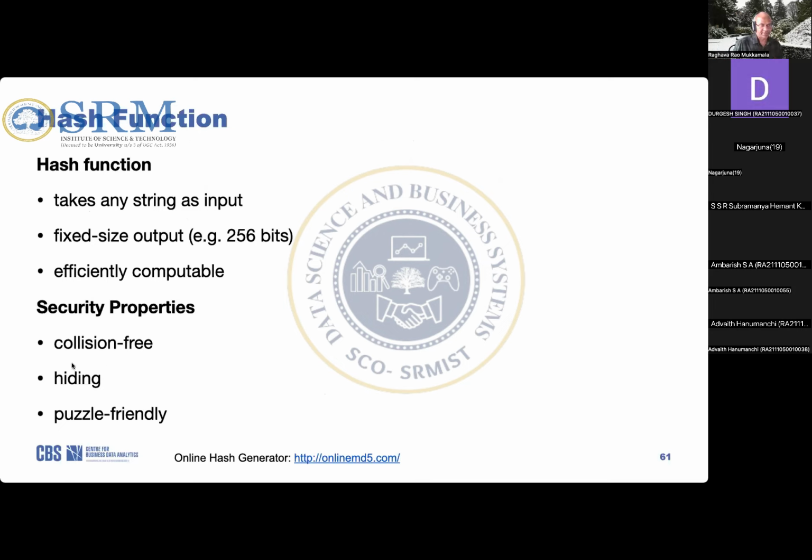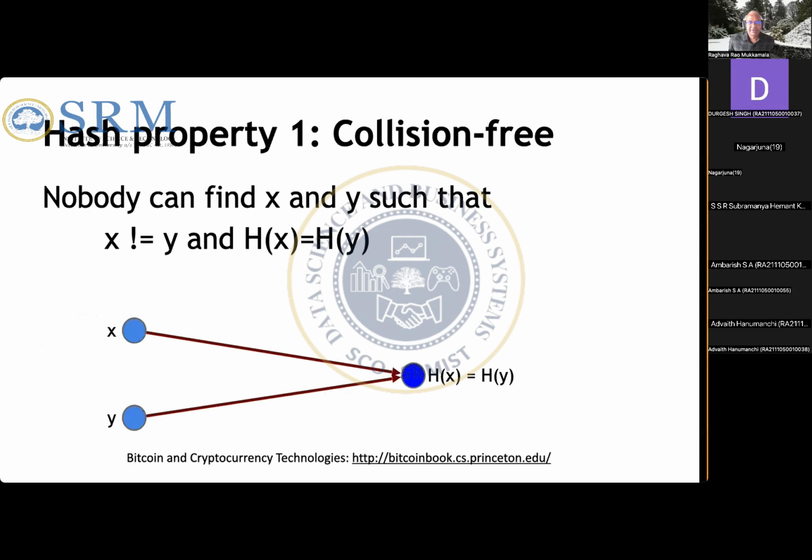Let's look into these properties: collision-free, hiding, and puzzle friendliness. Because of these three security properties, hashing is used as a foundation for cryptocurrencies. First, try to understand what is collision-free. What we are saying is, nobody can find X and Y such that the hash value of X and the hash value of Y are the same. So you cannot find two input values for which the hash value is the same. That is what the collision-free property guarantees.